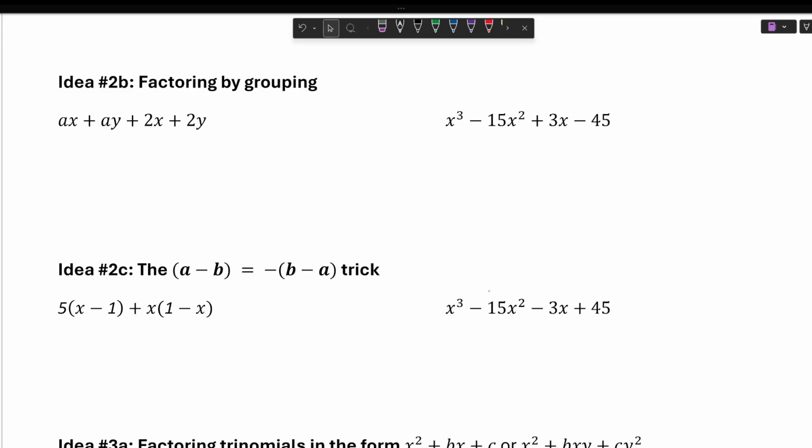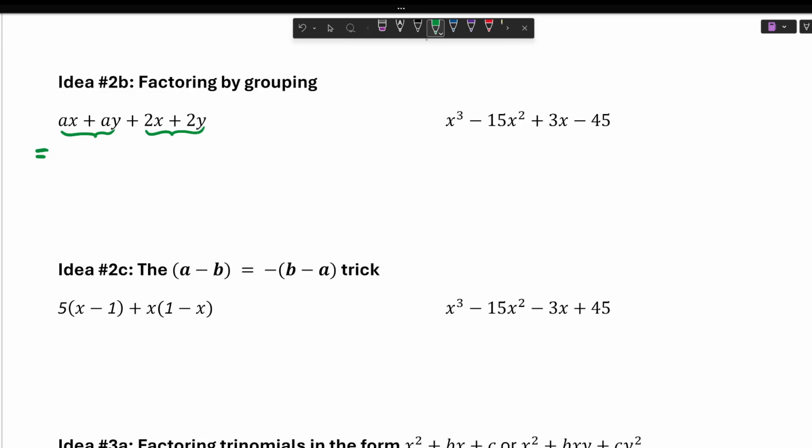The next idea is kind of an extension of the binomial common factor thing, which is sometimes, let's say you have four terms. Maybe not all of them have a common factor, but if you pair them, maybe you can make a common factor. Let's take a look at this first one, ax plus ay plus 2x plus 2y. You'll notice not all the terms have a common factor, but we can group these ones together and these ones together, and those do have common factors.